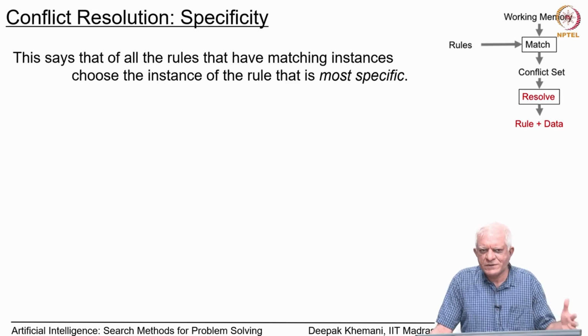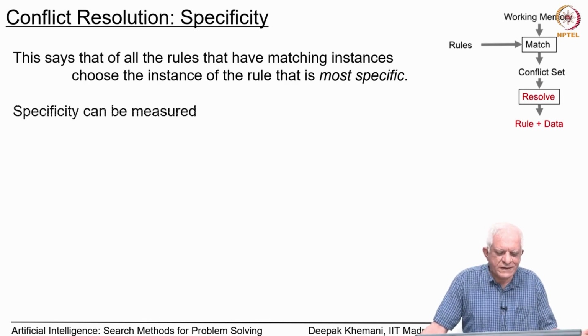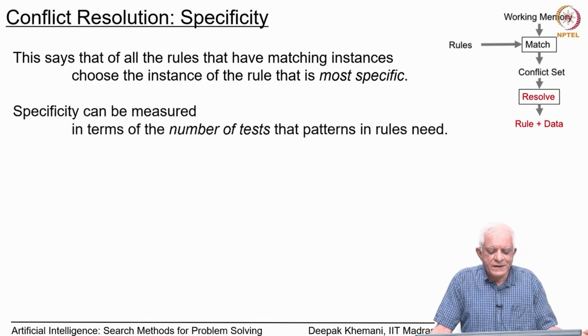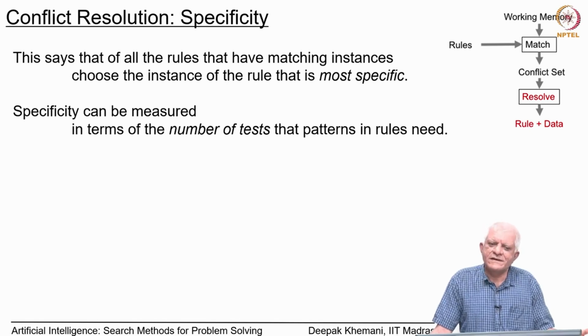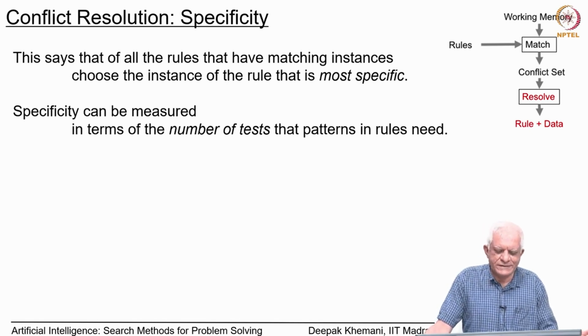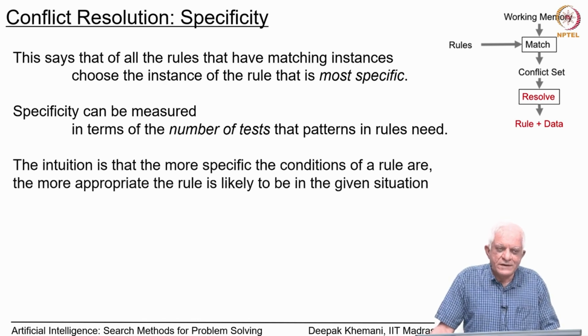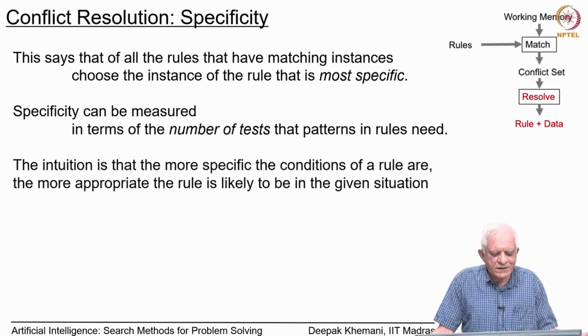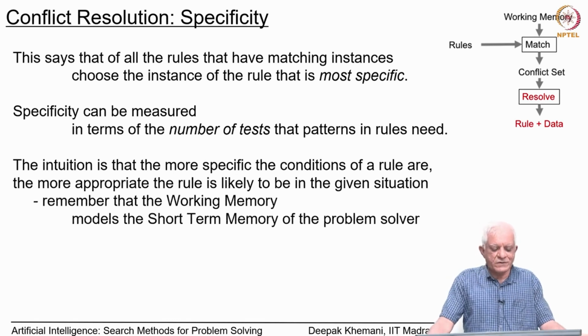So, the left hand side which has the most amount of conditions is probably the best rule to fire, and that is what this strategy of specificity says. It can be measured in the number of tests that patterns in the rules need essentially. So, if there are many patterns with many tests, then it is more specific than a rule which has fewer patterns and fewer tests. This strategy says if there are two such rules which are candidates in the conflict set, choose the one which is more specific, which has more tests essentially. The intuition is that the more specific the conditions of a rule are, the more appropriate the rule is likely to be in a given situation.